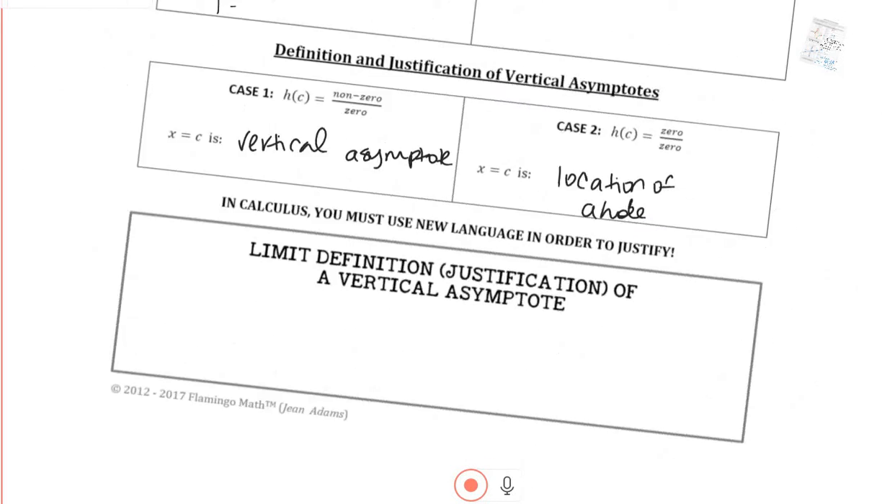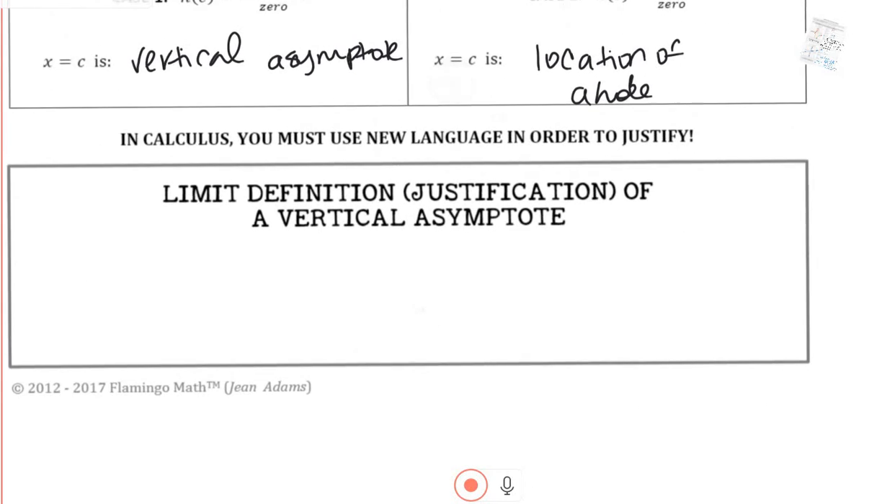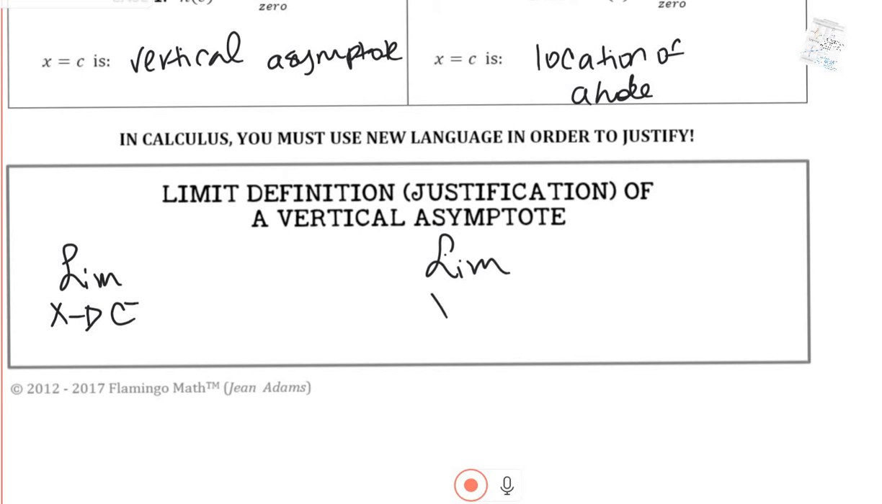Now, this unit especially, guys, is about taking what you already know, but the AP test is very particular about the verbiage and the way you justify things. So remember, your justification for a vertical asymptote is if the limit as x approaches c, and this could be c from the left or as it approaches c from the right, of f of x has to be either positive or negative infinity.